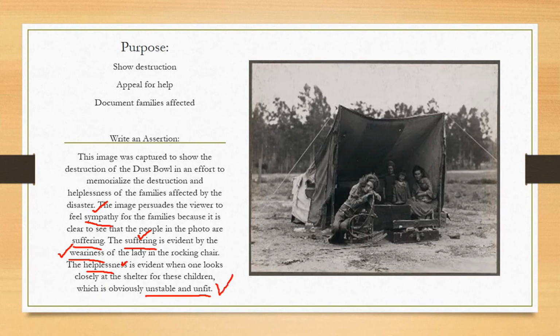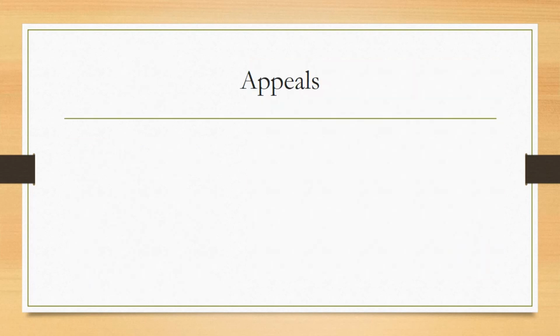And keep those things in mind, because in the next lesson we're going to discuss how text appeals to the viewer or the reader. And this concludes lesson 2 of our analyzing a visual text.